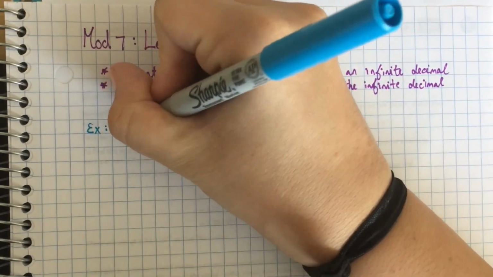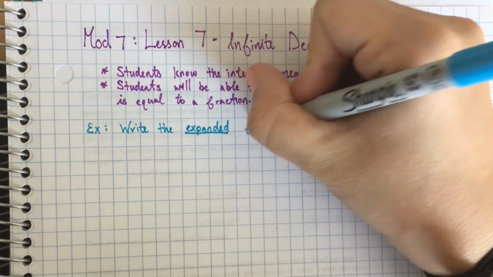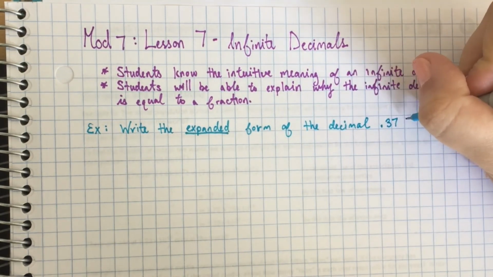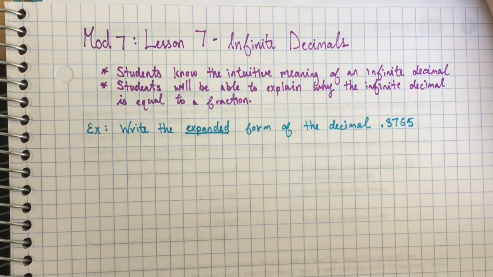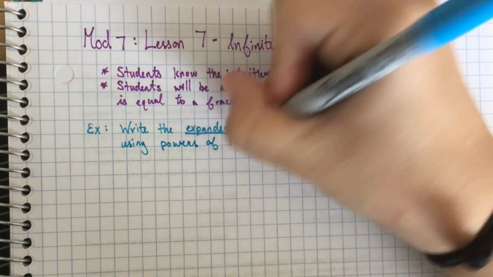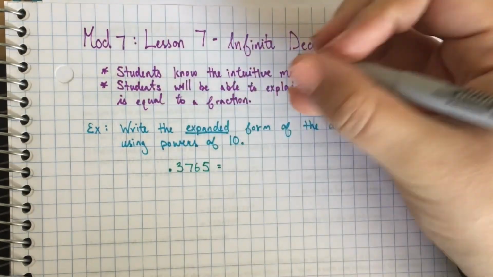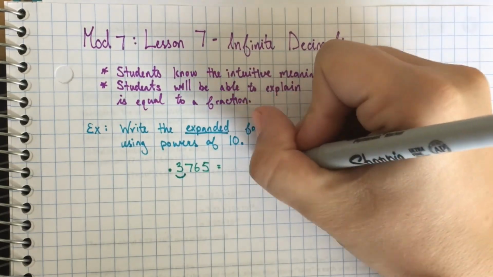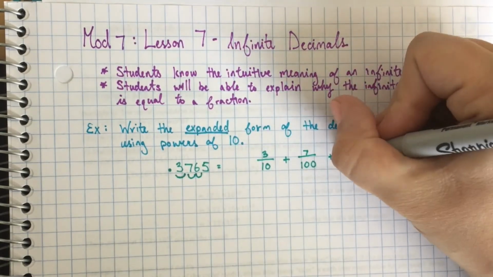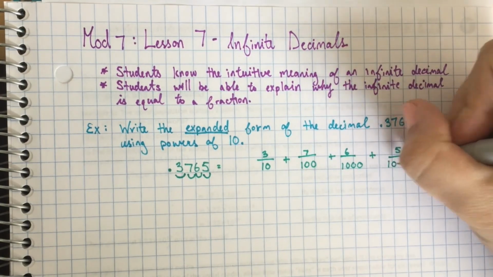So the first example we're going to look at is example number 1. Says write the expanded form of the decimal 0.3765, or 3,765 10,000ths. And we're going to use powers of 10. So what I want to do is look at that decimal and see what place value each digit is located in. For example, the 3 is in the 10th place, 7 is in the 100th place, 6 is in the 1000th place, and 5 is in the 10,000th place.